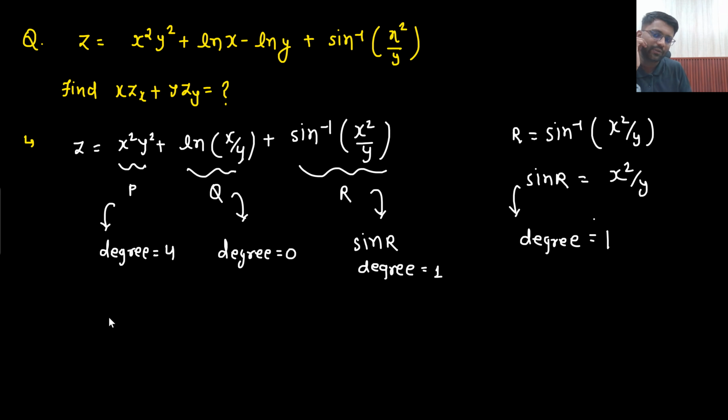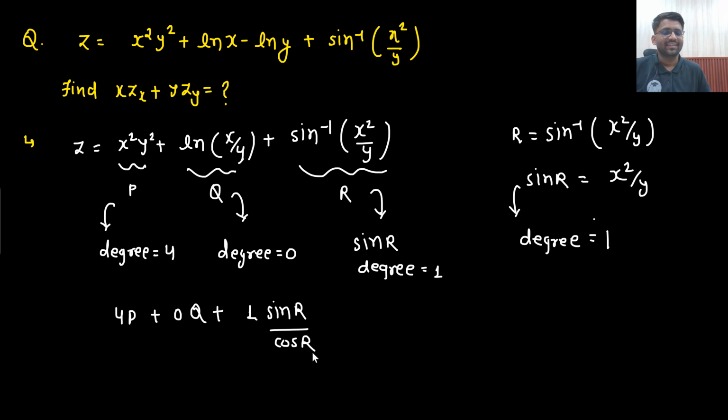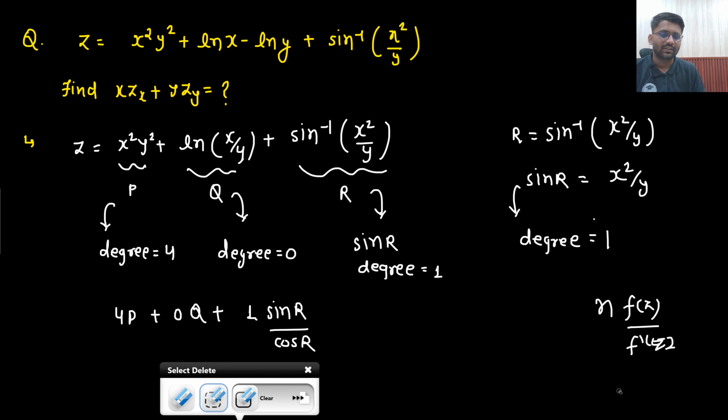What will be the answer? This will give you 4 into p. What will be the answer? This will give you 0 into q. And what will be the answer? This will give you, sir, 1 into sin R divided by its differentiation, which is cos R. I hope you remember n into f(z) upon f dash z. Or if you don't remember, you derive it from here.